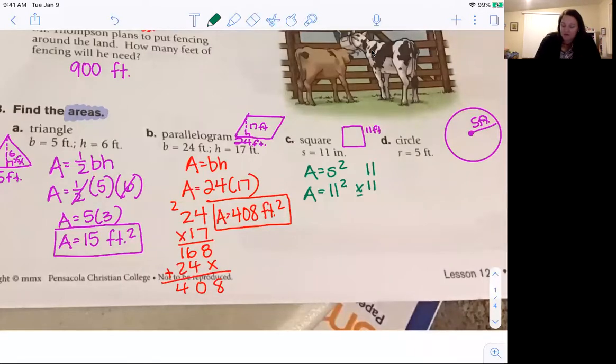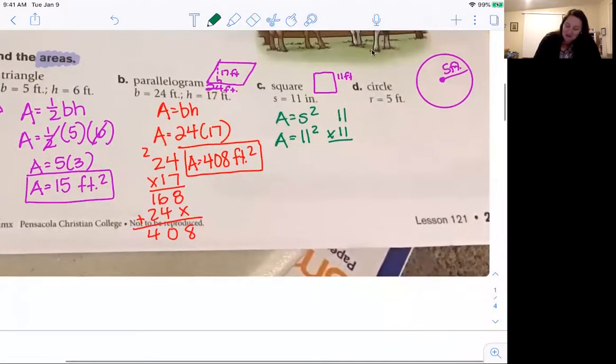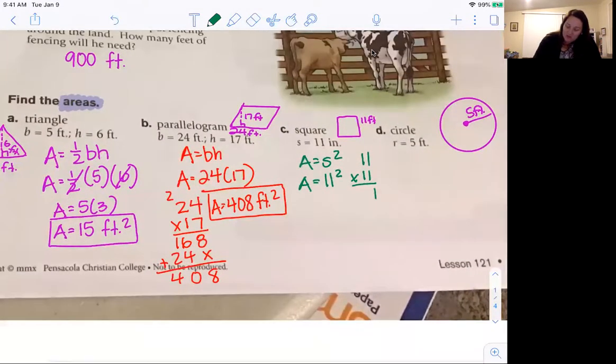11 times 11. A lot of people want to say 110, but it's not 110. Whoa. 11 times 11. 1, 1, 1, 1, 121. So area equals, I'm going to come down here and write it. Area equals 121 square inches.